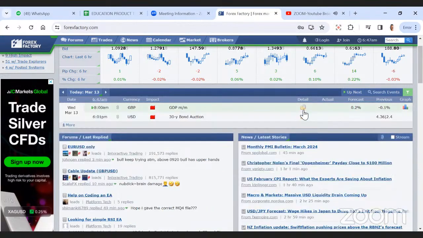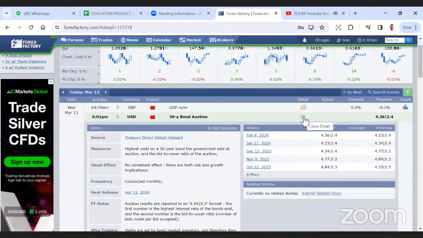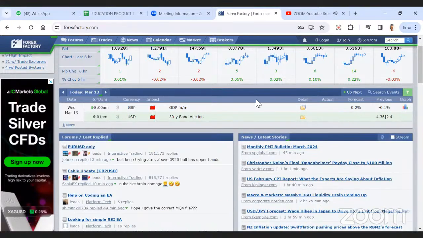And later on in the afternoon by 6 p.m., though most of us should be out of the market by then, you have the USD news 30-year bond auction, which is the highest yield on the 30-year bond the government sold at auction and bid to cover issue of the auction. Effect: no consistent effects. There are both risk and growth implications. In fact, just stay out of this one because it's already written clearly that there is no consistent effect. So nothing like actual greater than forecast or actual less than forecast. Preferably don't even be in the market when it's coming up.